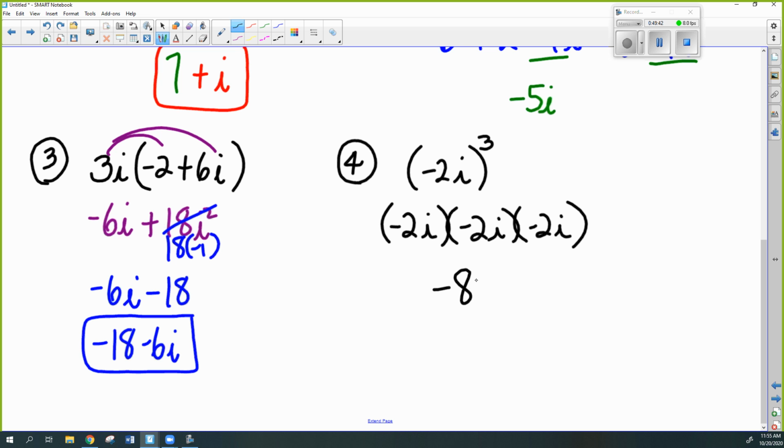And then we have i times i times i, which is i to the third. But what is i to the third equal to? All right, so the whole thing with i's is that you cannot leave it to any power higher than i to the first. Okay, good. So i to the third is the same thing as negative i. And so now I have two negatives that I need to multiply together to make a positive.